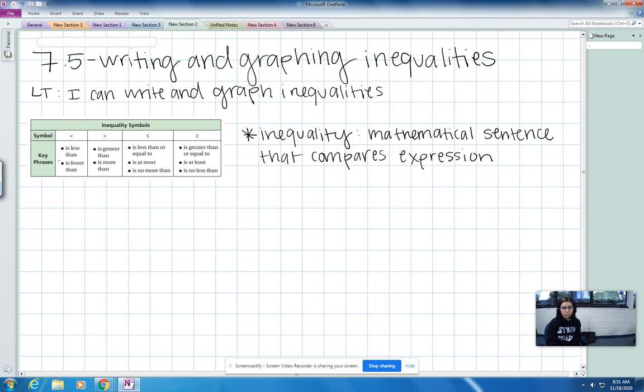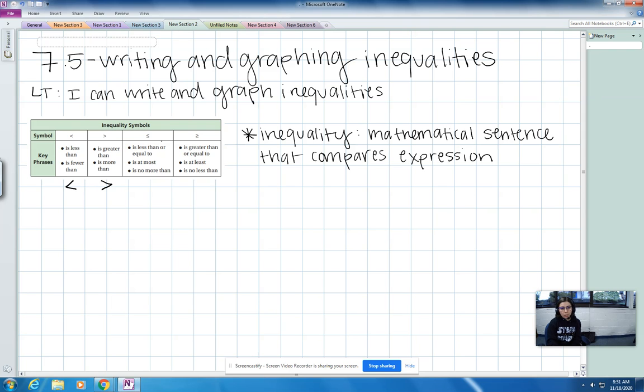The first two are ones you've seen before. The symbol right here, this one, means less than. So the thing on the left is less than the thing on the right. This next one just means greater than. The thing over here on the left is greater than the thing on the right.